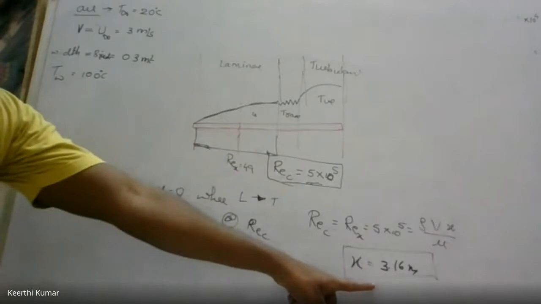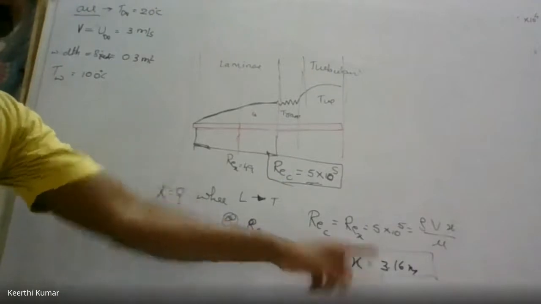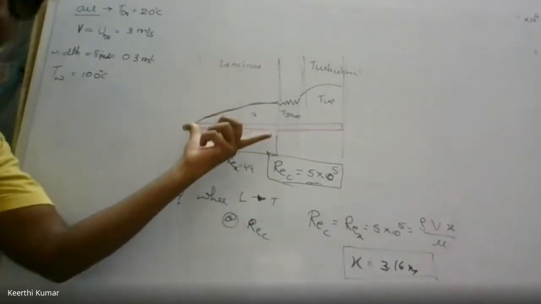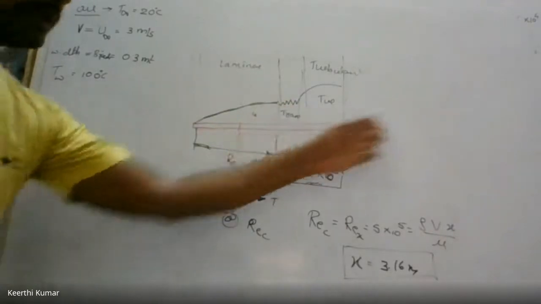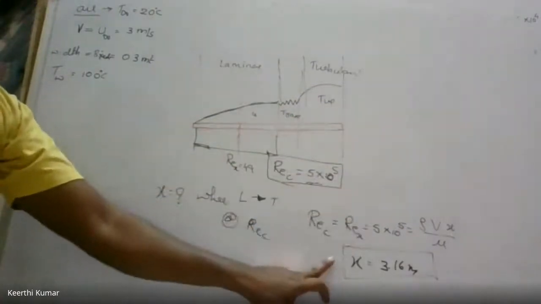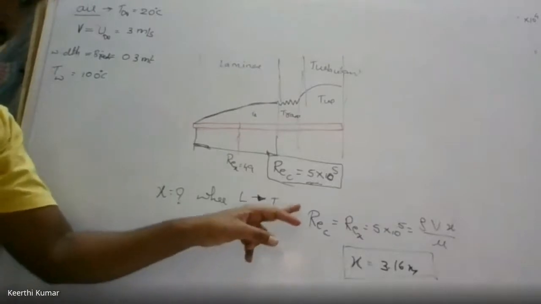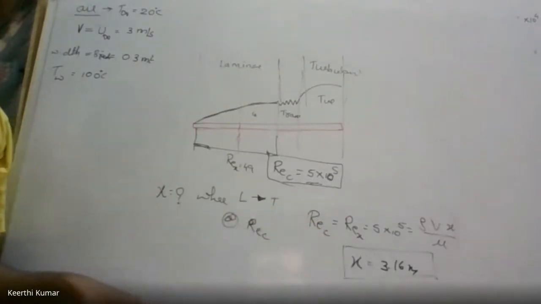Greater than this 3.16. How did you understand that it is greater than 3.16? Because when the x value is up to 3 meters, we get laminar flow. After that only we get turbulent. Whatever may be the length, we'll get turbulent always further. So that is the meaning of when to take x, when to take L, what is the critical Reynolds number, and what is the Reynolds number at a distance of x.